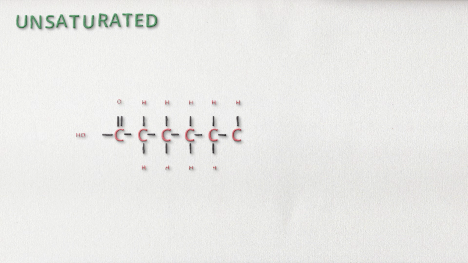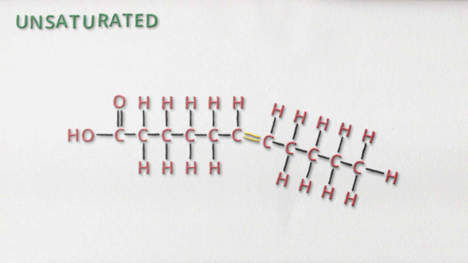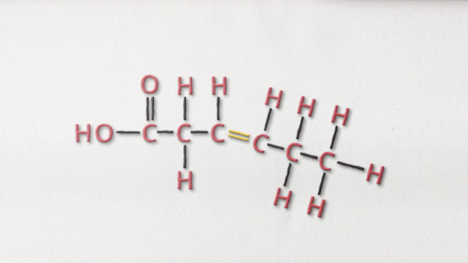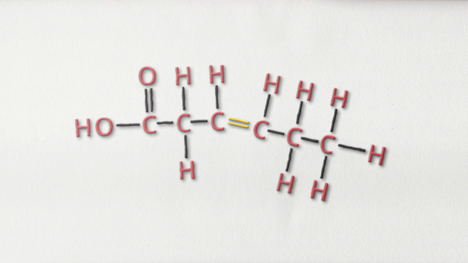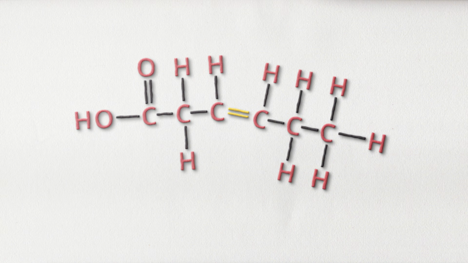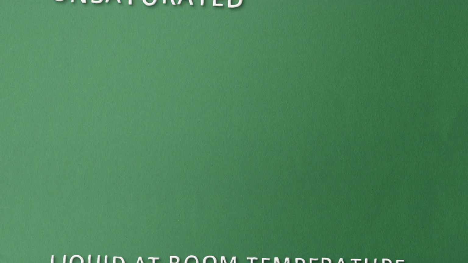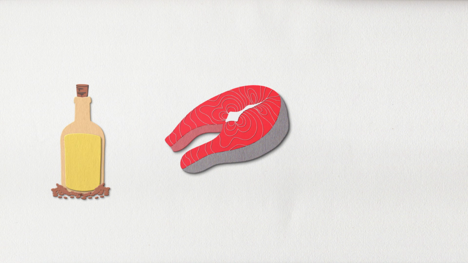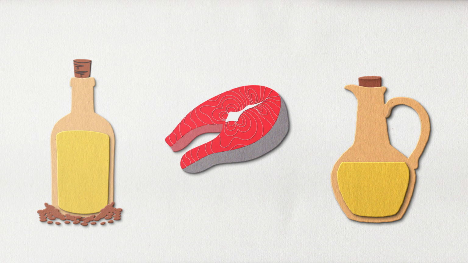By contrast, unsaturated fats contain 1 or more double bonds. In other words, unsaturated fats do not contain the maximum number of hydrogen atoms possible. Double bonds create kinks or bends in the hydrocarbon chains, thus preventing them from forming solids. So most unsaturated fats are liquid at room temperature. Unsaturated fats are found in oily fish like salmon and in flaxseed and canola oils.